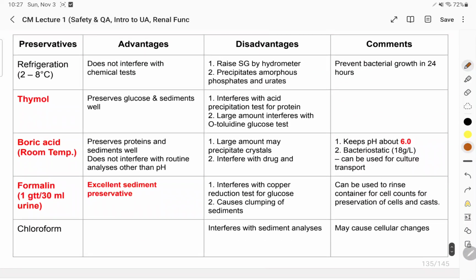So these are some of the preservatives that could be used. Refrigeration is the most common. It does not interfere with any chemical test. But the disadvantage is it raises the specific gravity if you use a hydrometer. Of course, we don't use a hydrometer, we use reagent strips, so it is okay. But it also precipitates amorphous phosphates and urates, so your clarity becomes cloudy. But it prevents bacterial growth for 24 hours. So if you do a urine culture, you can also refrigerate it for around 24 hours.